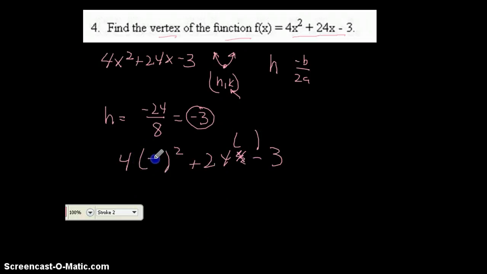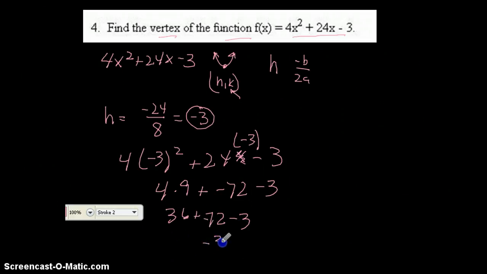So what are we going to put in for x? Negative 3, right? So this is 4 times 9, plus 24 times negative 3, which is negative 72, minus 3. 36 minus 72 is negative 36, minus 3 is negative 39. So what's the answer to the question? What is the vertex? What is h comma k? Negative 3 comma negative 39. That's the answer to that question.